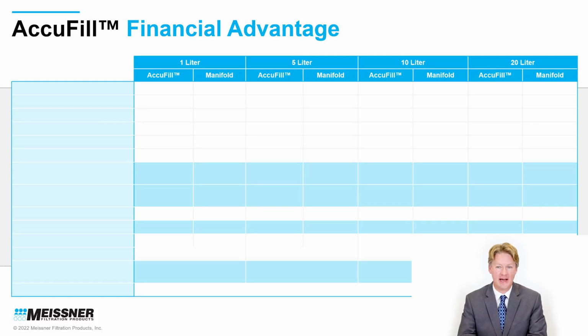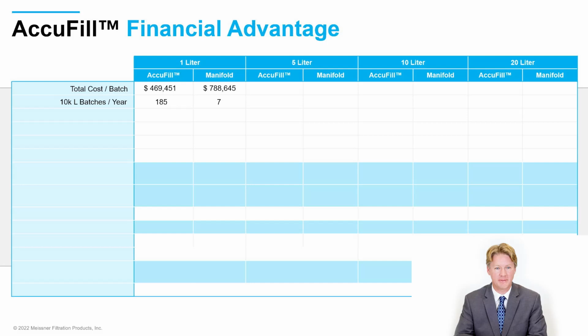Now let's take a look at the output of our scenarios. For 1 liter fills, the total cost per batch using the AccuFill system is about $470,000, whereas for the manifolds, it's closer to $800,000. The number of 10,000 liter batches that can be completed in a year is 185 batches for the AccuFill versus only 7 using a manifold system.